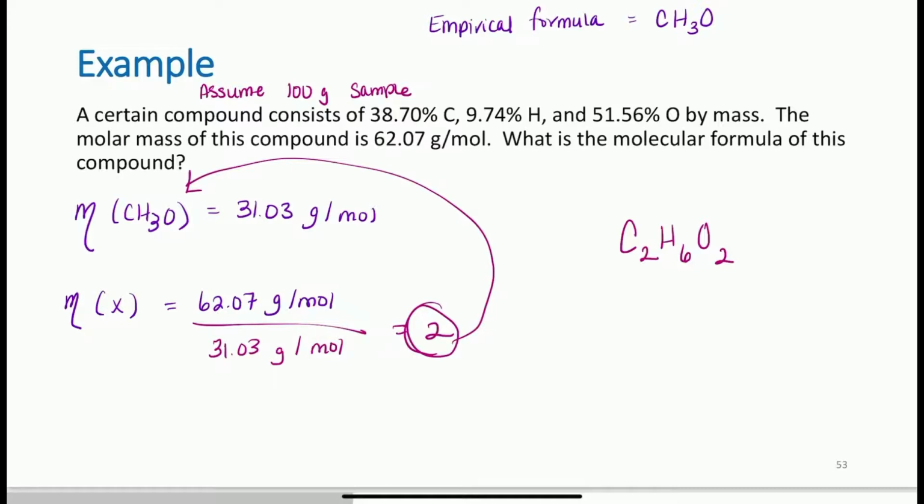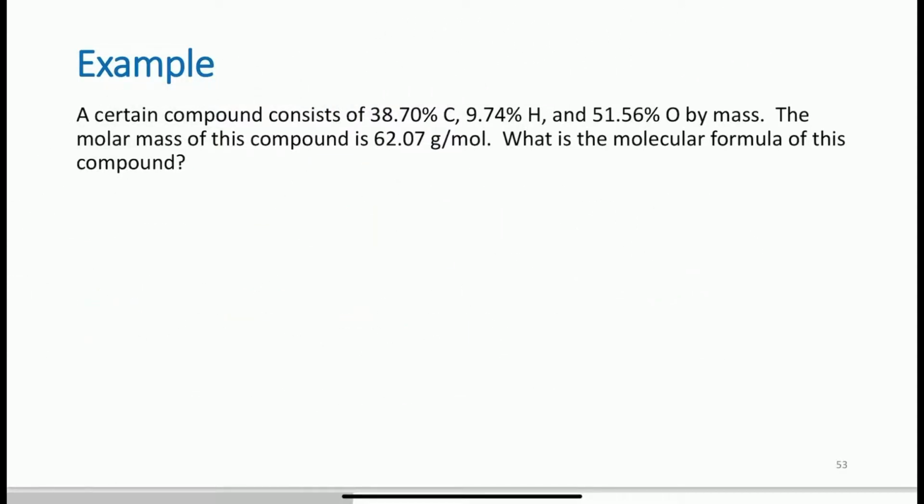There's a faster way we can do this, though. If you need to write this down, pause the video, but I'm going to erase all this because I'm going to show you the faster way to do it. This way is fine, you're welcome to do it this way, but the other way is a little bit faster. In this case, because I am given the molar mass of the entire compound, I can assume that I have 1 mole of your unknown. I know that 1 mole is equal to 62.07 grams of unknown.